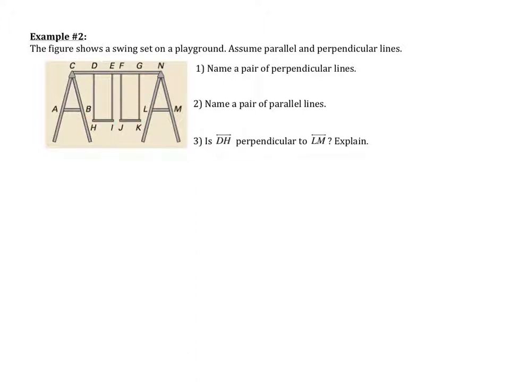These two lines would be perpendicular to this line right there. And again, we're only supposed to name one pair, so let's just pick that this line is perpendicular to this line. And there we have our answer. Line DH is perpendicular, there's my symbol for perpendicular, to line HI.